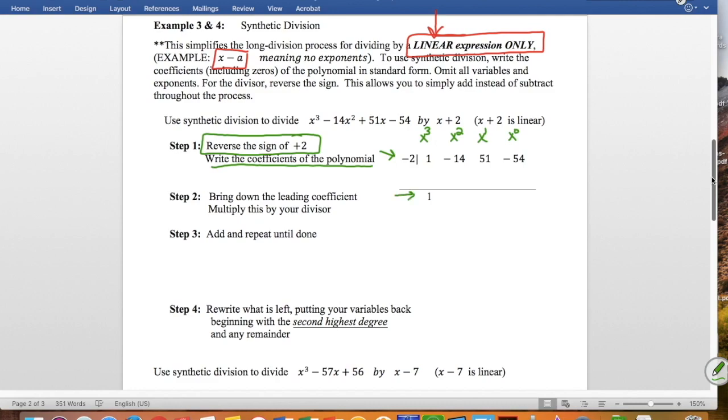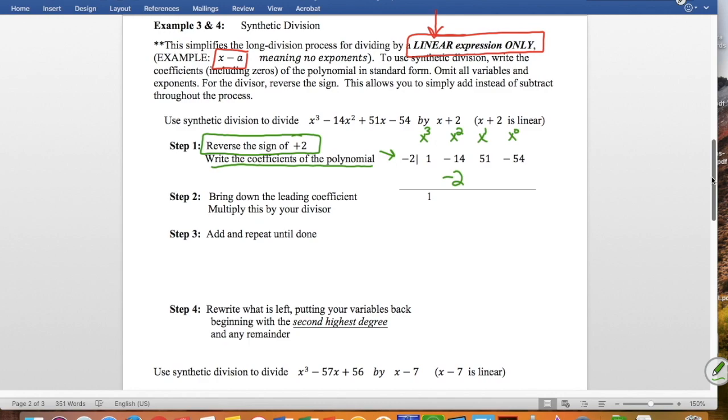So I brought the 1 down. That's going to be my first step. Bring that leading coefficient down of 1. Now I'm going to multiply. 1 times negative 2 is negative 2. Sorry, that's not where it goes. My bad. 1 times negative 2 is negative 2. It goes right here. We're skipping that very first column. That one's going to go away.